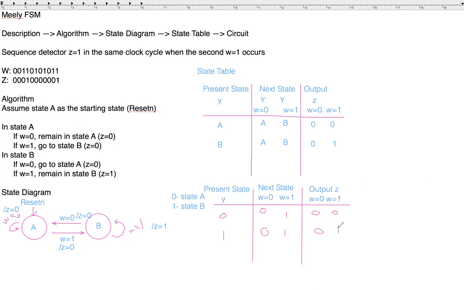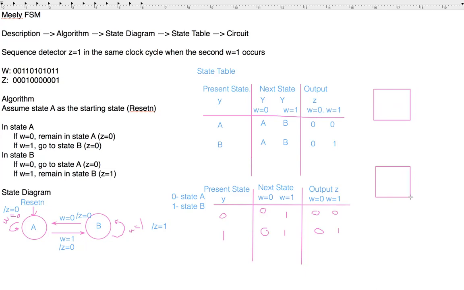And so to make our equations, what we're going to do is I will make the K map for each one. And so big Y is dependent upon W and lowercase y. And so when I make my table over here, let me draw it out. And then we're going to have one for Z as well. And Z is dependent upon the present state and also the value of W here. So we're going to have those as well.